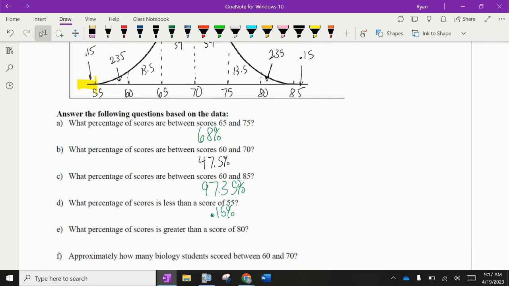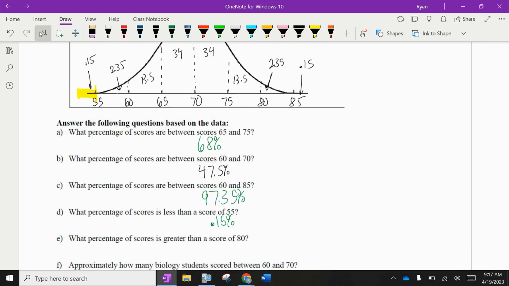What percentage of scores is greater than an 80? 80. Bigger than that. Add those together. Not many people, only 2.5% scored above an 80. Must have been a very hard test.